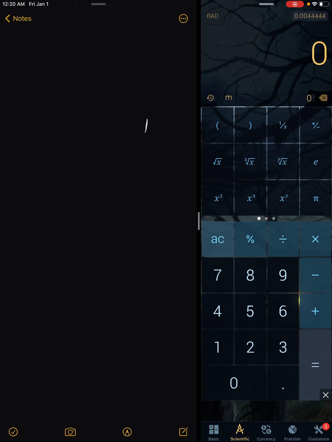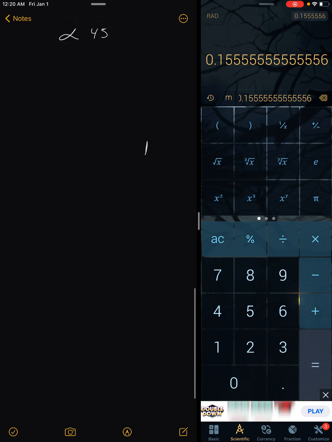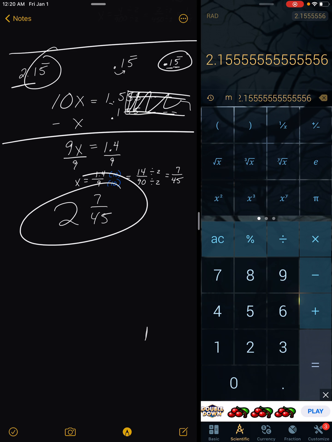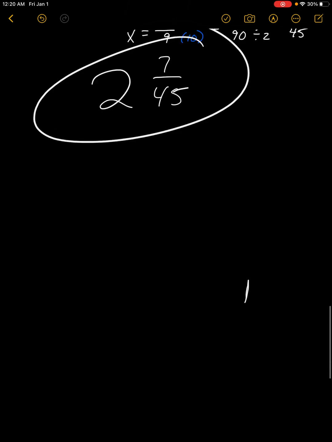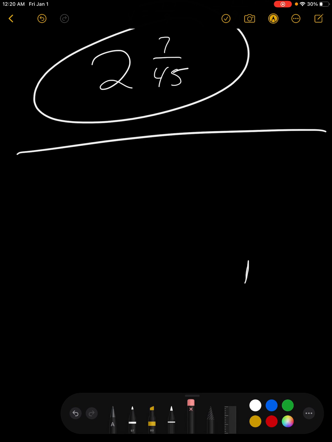Let's check what 7/45 is. Hopefully, maybe if I can. There we go. So 7 divided by 45 is 0.15555, and if I wanted to put the 2 on there, I could just put plus 2. There is my decimal. Okay, so 2 and 7/45 is what that decimal is. Okay, another one. They're all just a little different, but the sequence of what you're supposed to do is the same thing.